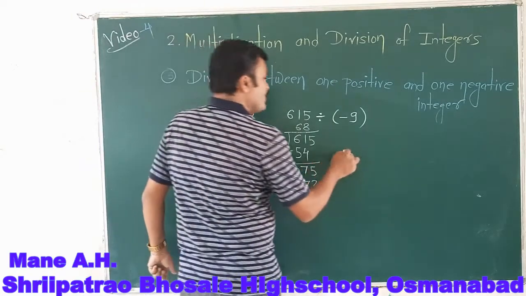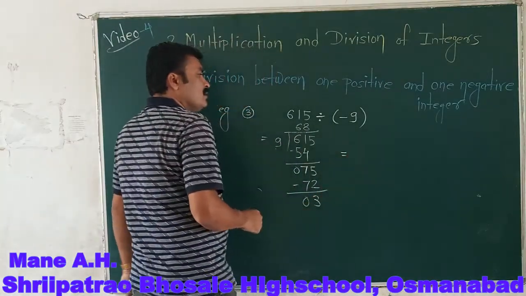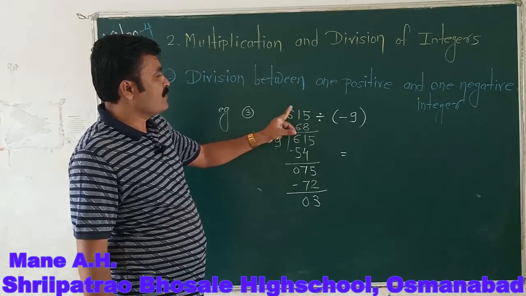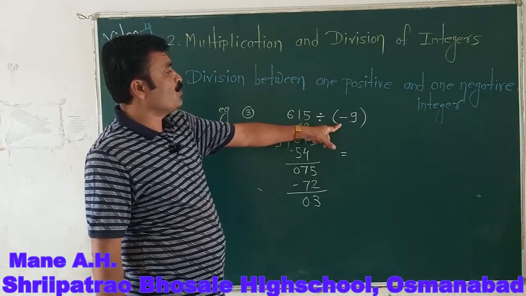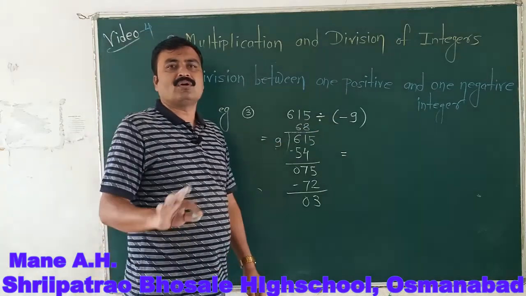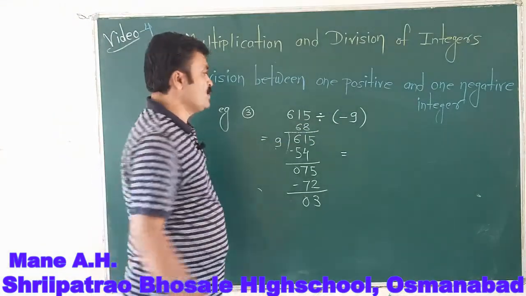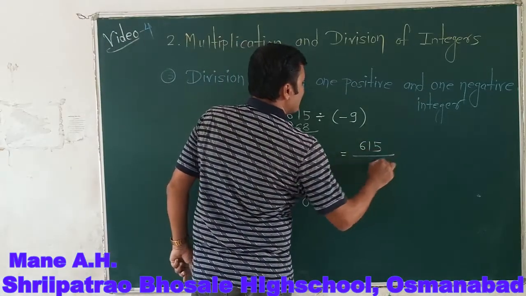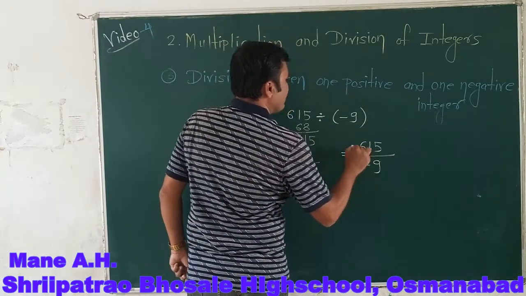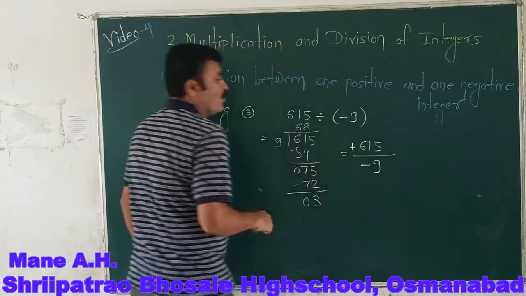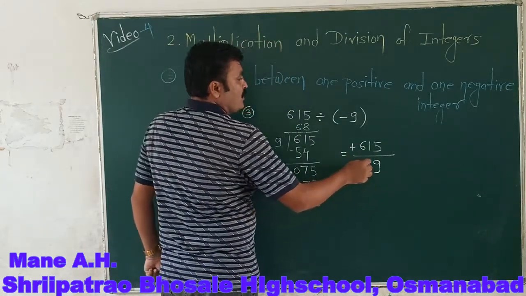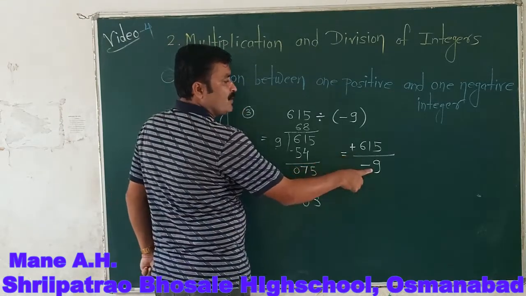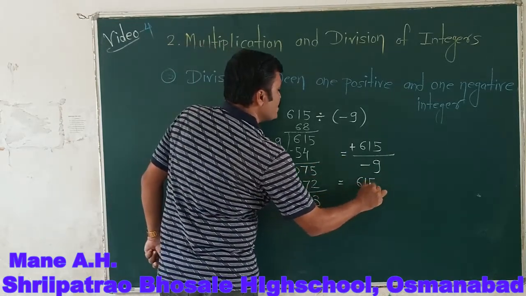So here we say that the quotient for the division of these two integers we cannot include into the group of integers. So in this condition we stated in this way, 615 divided by minus 9. So here, important change, we take the magnitude of these two, 615 divided by 9.